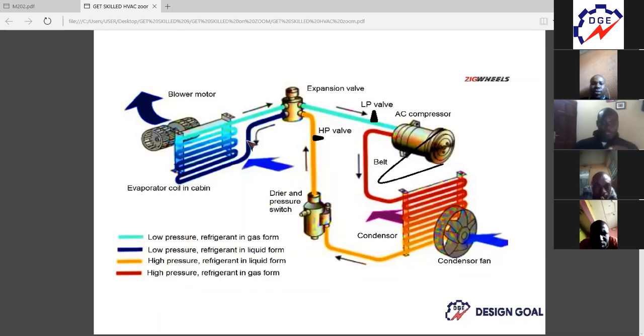This navy blue is defined as a low pressure refrigerant in liquid form. Let me explain that before we go around the whole sequence. Then the light blue is a low pressure refrigerant in gas form. Then the red is a high pressure, high temperature refrigerant in gas form, which is this very thick red. Then the one that is changing from red to amber, then back to yellow. The yellow is a high pressure, high temperature refrigerant in liquid form. I hope you understand.